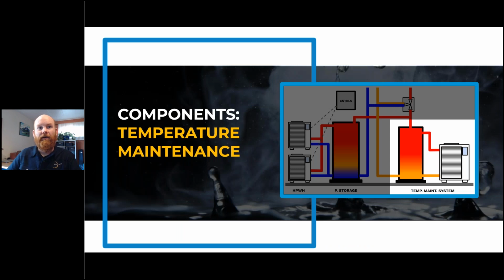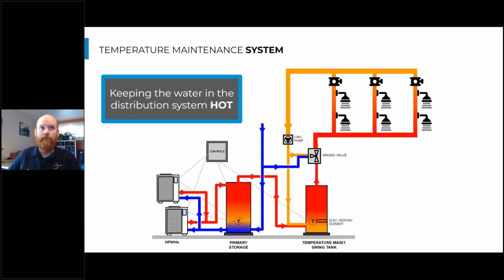So we have our primary heat pump water heater. We have our primary storage tank or tanks. We can also have multiple primary heat pump water heaters, like I'm showing on the screen there. And then the next component is the temperature maintenance system. So what is the temperature maintenance system?